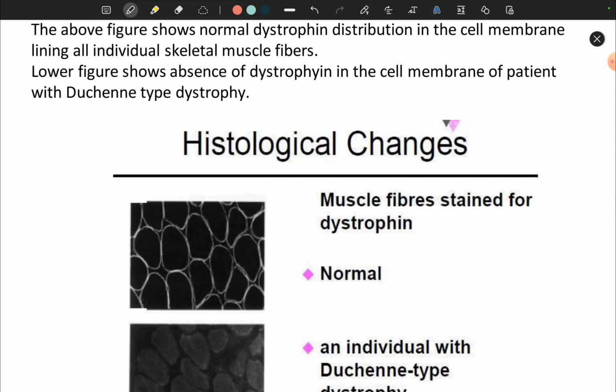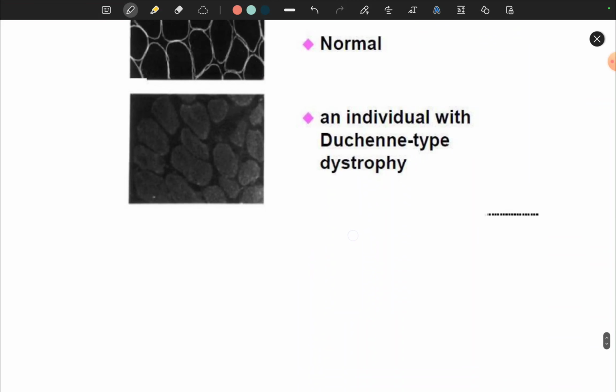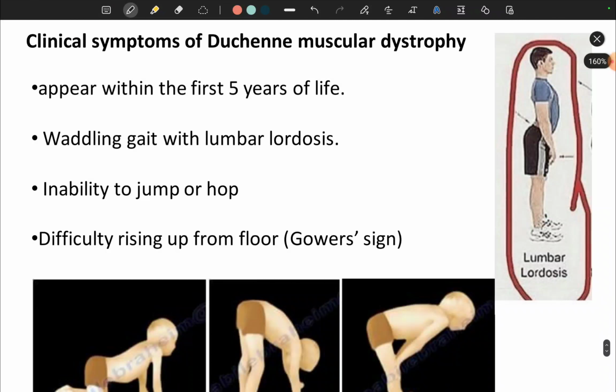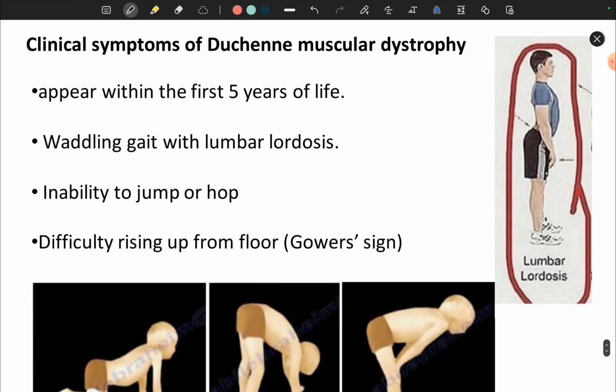What do you see here? Below. What is the abnormality below? Yes, there is no stain. So what does this mean? There is absence of the protein. In which condition do we have absence of the protein? In dystrophy. So this is muscle dystrophy. In the exam, this is diagnostic. You have to explain what the stain is and why it is absent, because there is no dystrophin. So this is a patient with Duchenne muscular dystrophy.